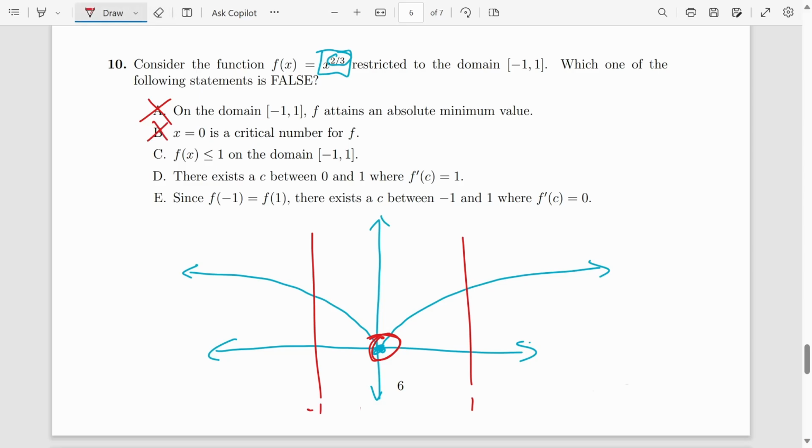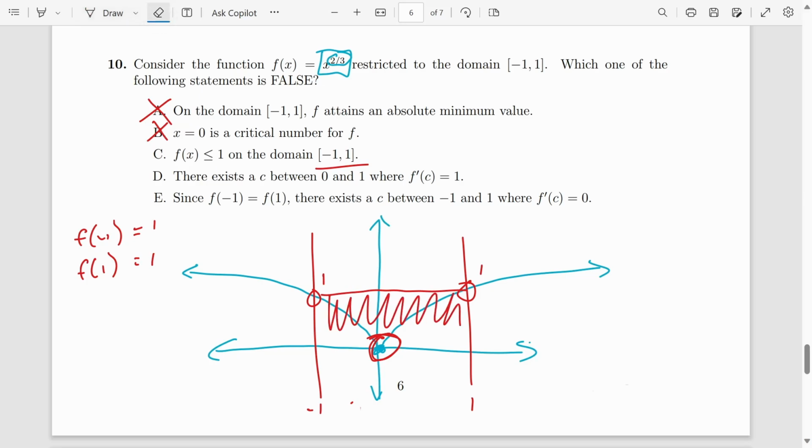Now statement C, f of x is less than or equal to 1 for every value between -1 and 1. And that is also true because if you do f of -1 and f of 1, aka what these are going to be right here, those are going to equal 1 for both of them. So both of these are just 1. And you'll see that every value underneath this is going to be less than that, or equal to it right at those points. So because of that, f of x is less than or equal to 1 on every x value in that domain. So C is true, so it's wrong.